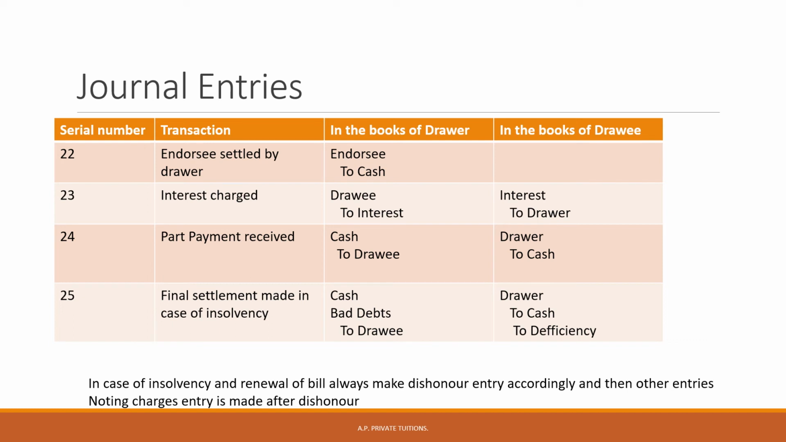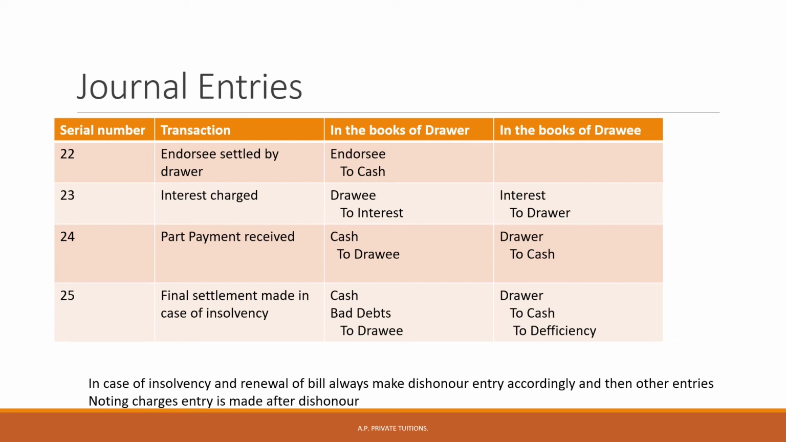Endorsee settled by the drawer. In case of dishonor of the endorsed bill, we have to pay the money to the endorsee if he asks for the money. The endorsee is concerned with the drawer, so entries will come only in the books of drawer. So when you are paying the money to the endorsee, he is the receiver, debit the receiver. And debit what comes in, credit what goes out, money is going out. So entry is endorsee to cash. If this transaction is mentioned in the sum, then you will make it.